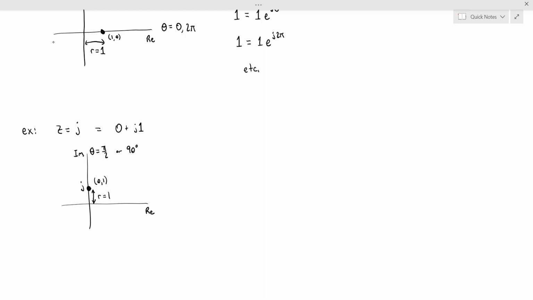So in terms of the complex exponential using polar coordinates, j, you could write it as r is 1 times e to the j theta, where theta is pi over 2. Or I guess if you use degrees, you could also do 90 degrees. All right, I'm going to end the video with that.